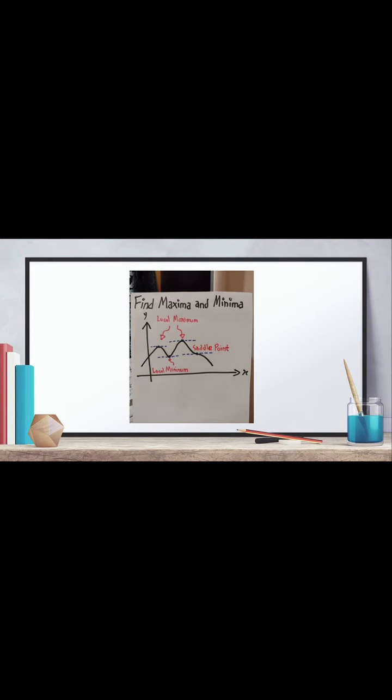The second thing is, you must know how to find maxima and minima. There's a local maximum at the top, and at the bottom is the local minimum, and there is also a saddle point. The saddle point means a point of a function or surface which is a stationary point but not an extremum.